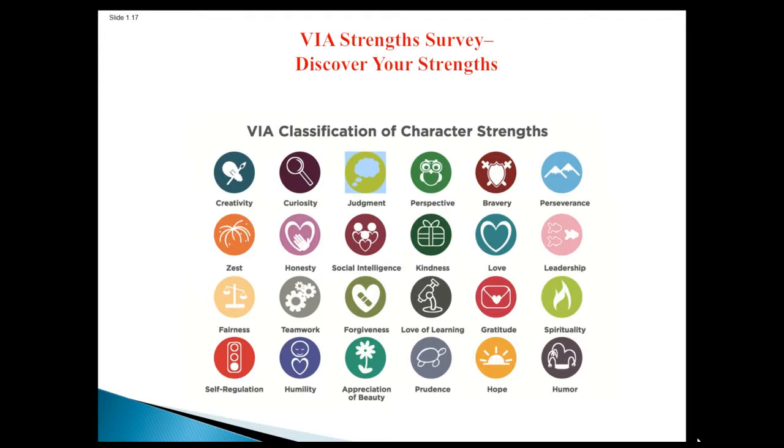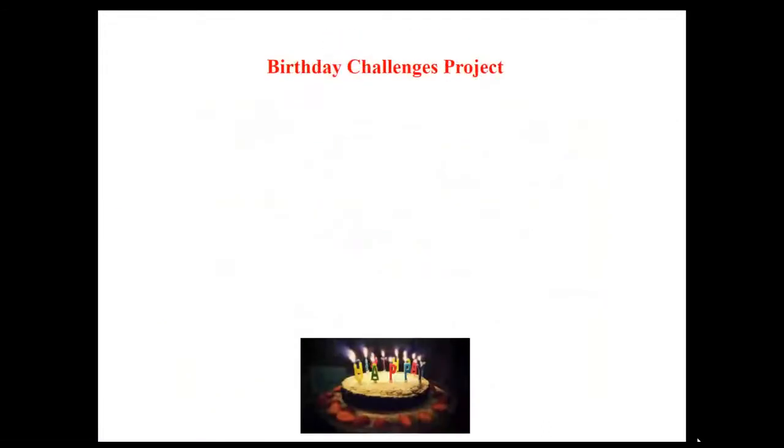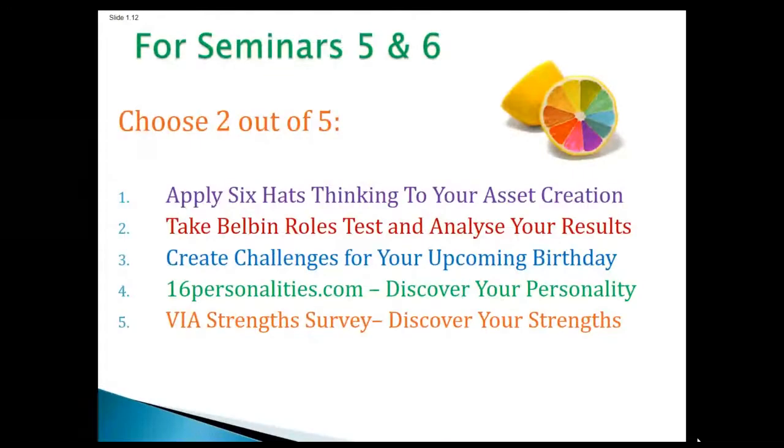Okay, so these are the 5 options. So if we remember, out of these 5, you will choose 2 of them, okay? And these will be your seminar 5 and 6 activities. So six-hat thinking, Belbin roles, birthday challenges, 16 personalities, and VIA strengths. You will attach 2 of these, okay?